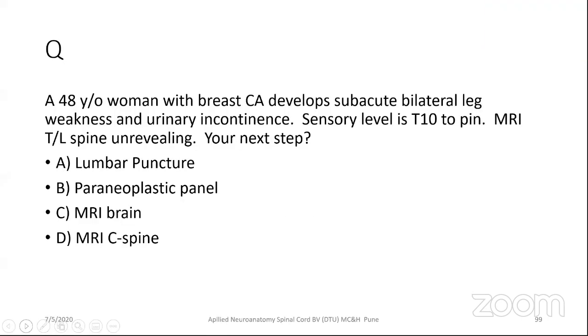Okay. A 48-year-old woman with breast carcinoma develops subacute bilateral weakness and urinary incontinence. Sensory level is T10 to pinprick. MRI thoracolumbar spine is normal. Now, what will be your next step? Lumbar puncture, paraneoplastic panel, MRI brain, MRI cervical spine.